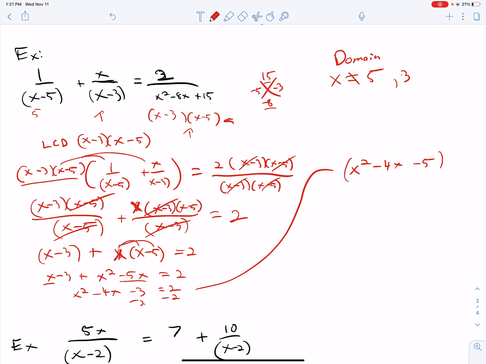So I want to factor this now, right? Because we're trying to find our solutions. So if we use our tree, that's negative 5 and 1. So these become x minus 5 and x plus 1. So our solutions here, right, when we set this equal to 0, that gives us x equals 5 and x equals negative 1. But is one of these an extraneous solution?